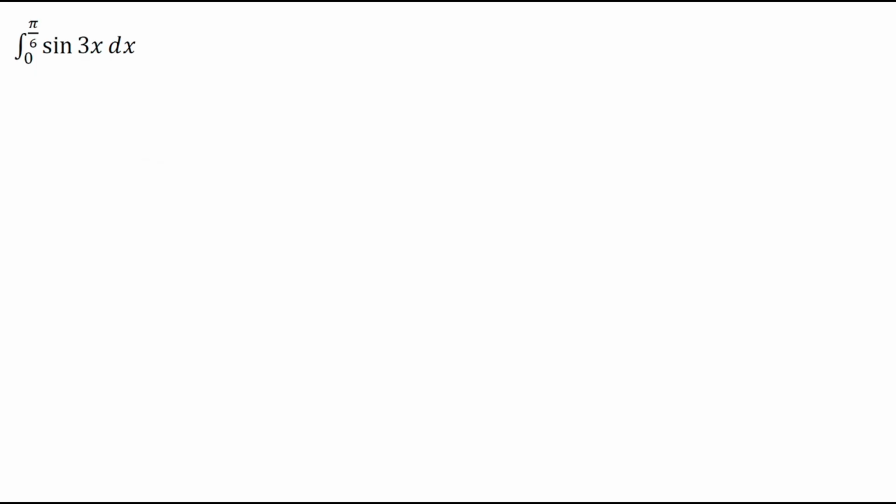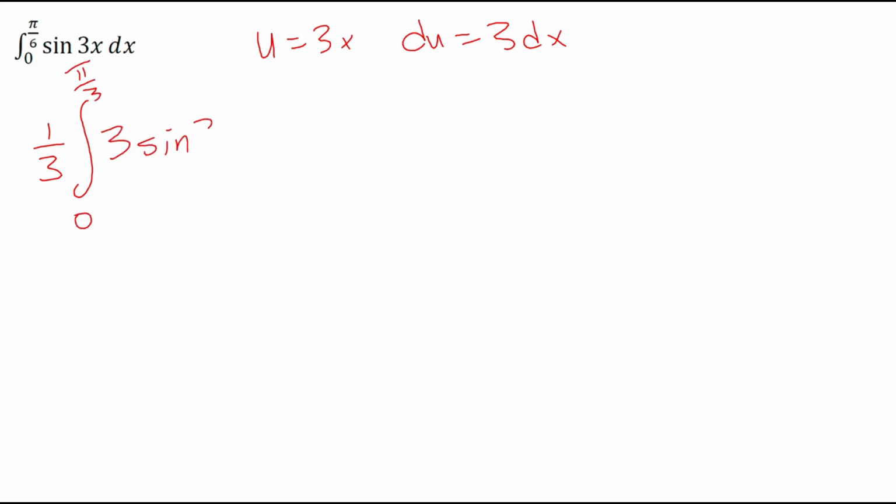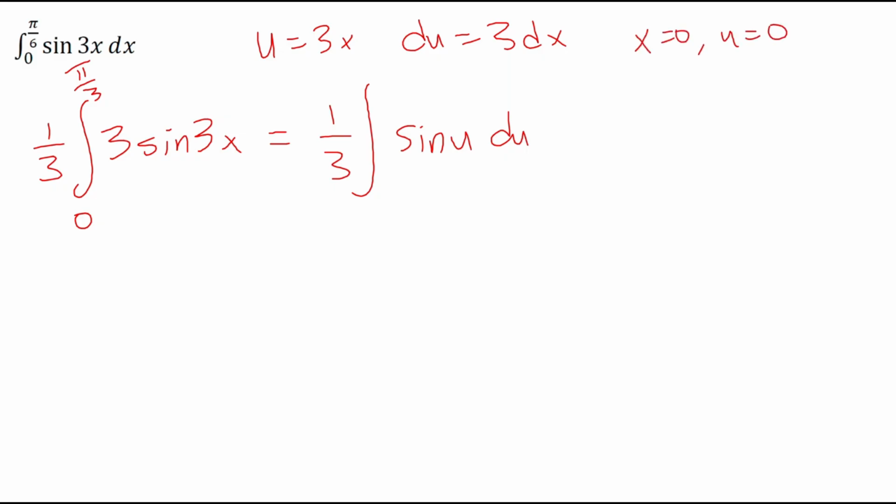All right, if we're going to integrate sine of 3x from 0 to pi over 6, we're going to first have to start off with a u substitution. So we're going to have to let u equal 3x, and du will be 3 dx. So we'll put a 1/3 out in front, and then we'll put a 3 on the inside. And then that'll let us write this as 1/3 of the integral of sine of u du. And when x is 0, u will also be 0. And so we can leave that lower limit as the same.